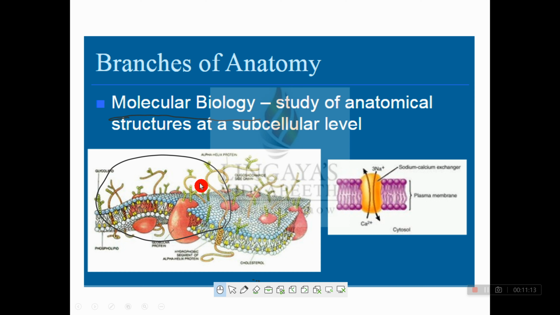The cell membrane of an organism is made up of what things.